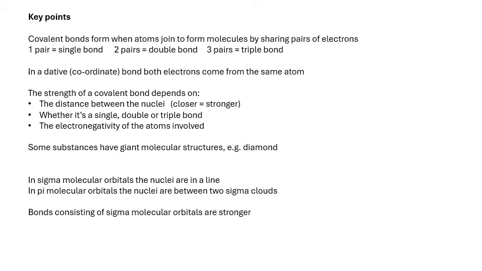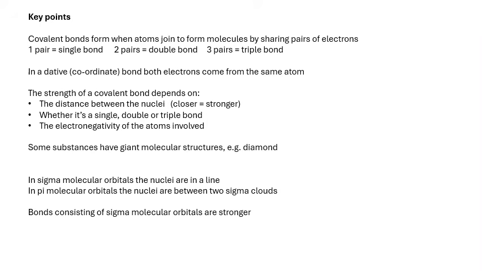Key points, blimey, we've learnt new stuff today. Key points, so covalent bonds form when atoms join to form molecules by sharing pairs of electrons. One pair is a single bond, two pairs is a double bond, three pairs is a triple bond. Know what a dative bond is, a coordinate bond, and that's where both electrons come from the same atom.